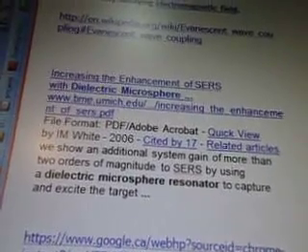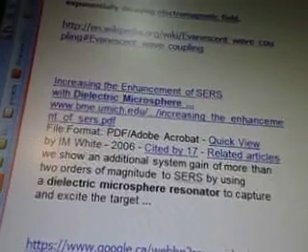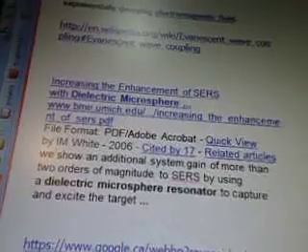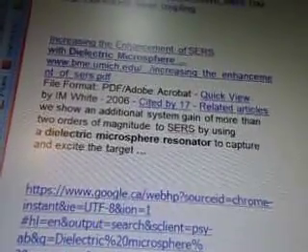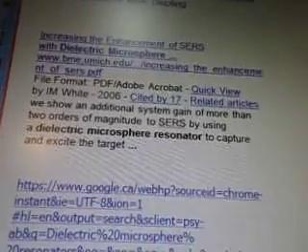And then this is the PDF file that comes up. Increasing the enhancement of SERS with dielectric microsphere, from www.bme.umich.edu. It says, from I Am White, 2006. We show an additional system gain of more than 2 orders of magnitude to SERS by using a dielectric microsphere resonator to capture and excite the target. So that's a Google thing that came up.